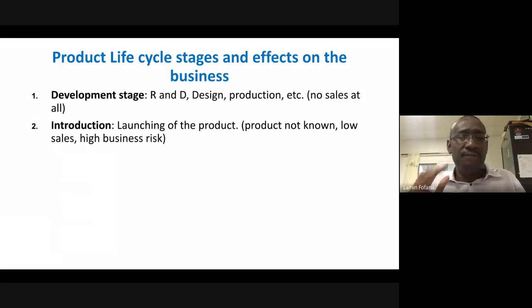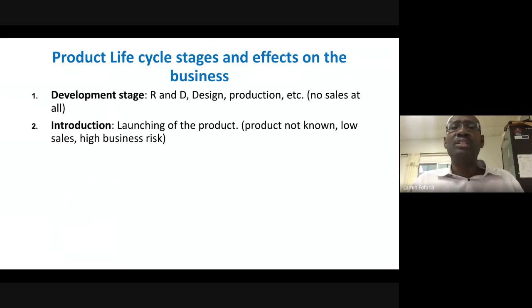This is the period where the product is launched to the market. Of course, very low sales, and there could be very high business risk. That's the risk that the product might, in fact, not be profitable. You might not recover your costs of production and so on and so forth. So it's a very, very crucial stage.